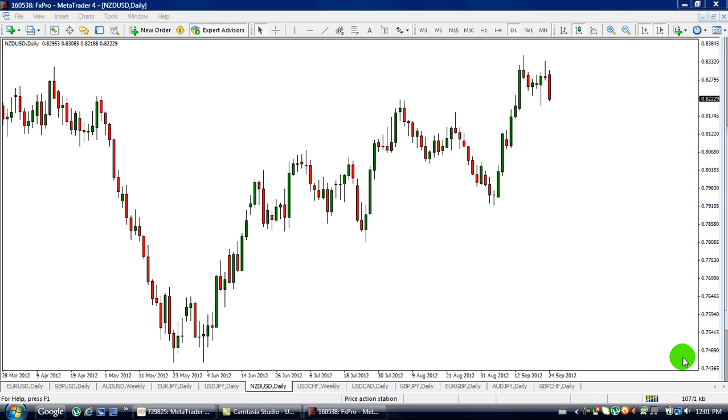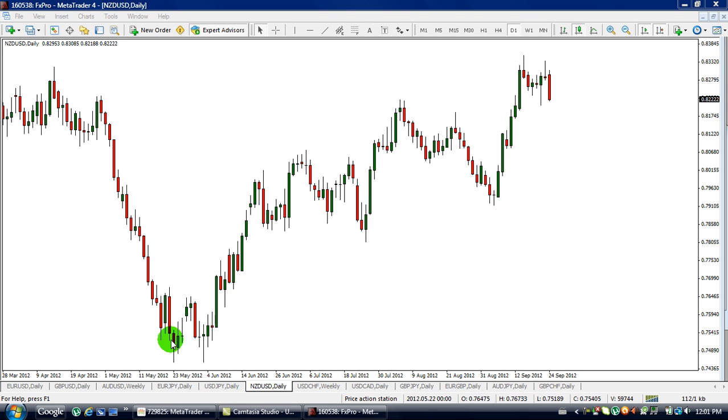In today's video I would like to show you how to draw support and resistance lines. It's pretty basic, and it's very important in our trading. What I normally do, I start with a weekly chart. You can see here our price is here. This is the New Zealand US dollar chart daily. At the moment price is hovering around 0.82.